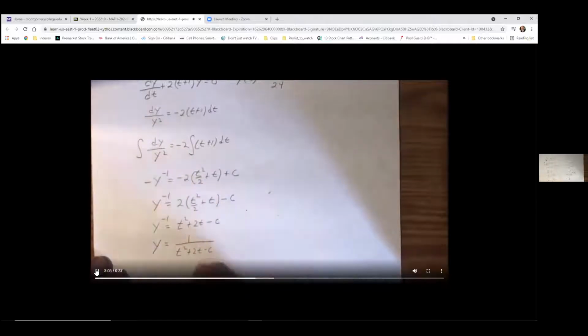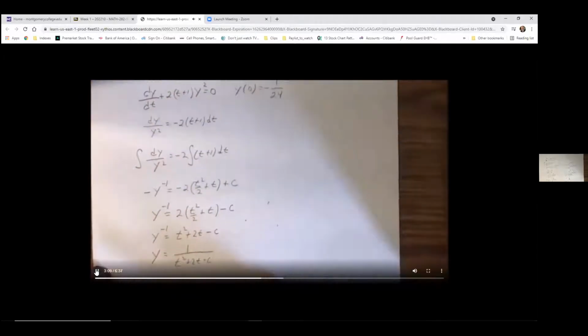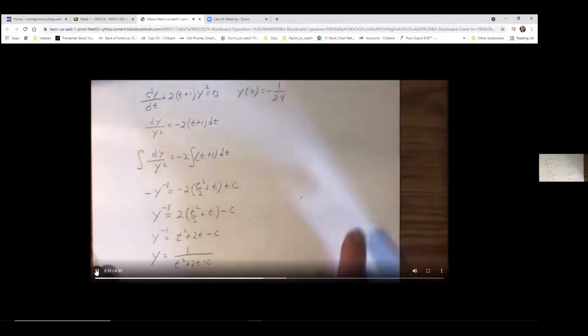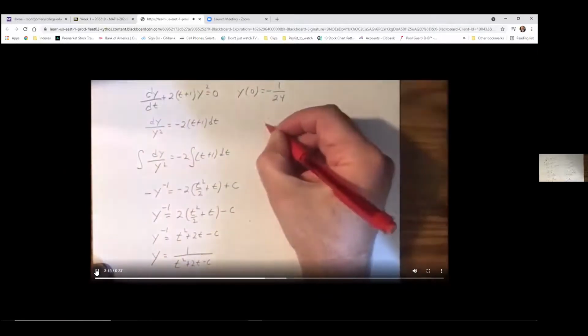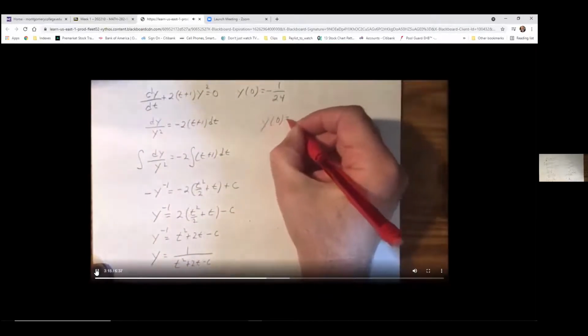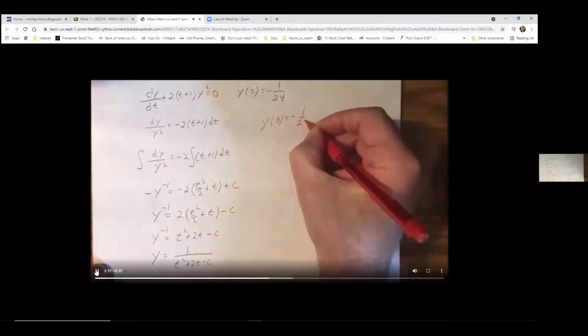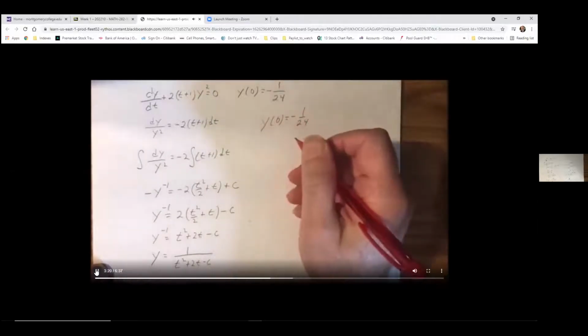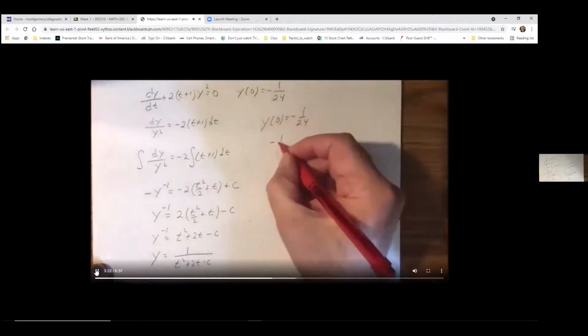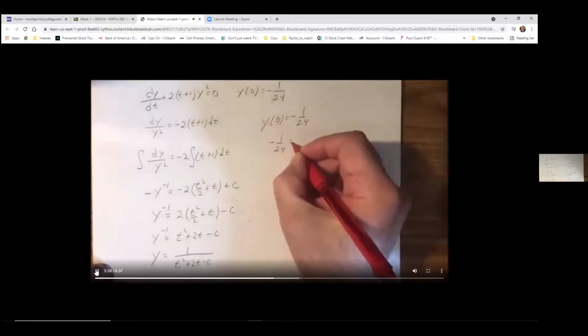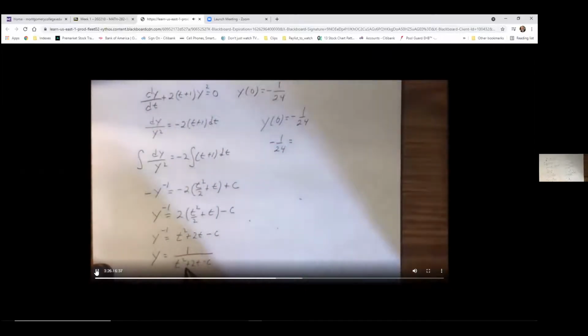So that's it. This is the general solution to this differential equation. Now, let me put in the initial conditions. This is my initial condition. So this is going to be, let's see, minus 1 over 24, right? So I have to substitute 0 in here.